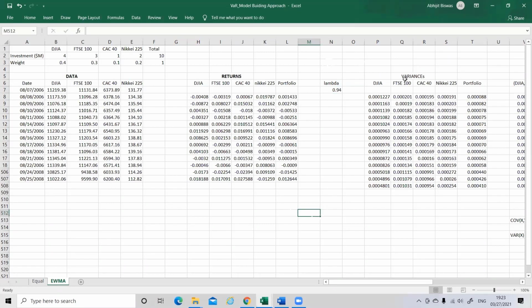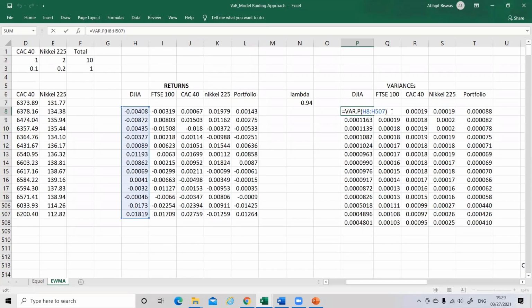Now come to the variance calculation. So we will be using the VAR.P function available in Excel to calculate the variance for the first day's calculation. Okay. Got it? Everybody got the variance for Dow Jones? Yes or no? Is it done? Now done for the first day. Now let us come to the second day. What about the second day? Now the second day, very simple, as per the formula I just showed.